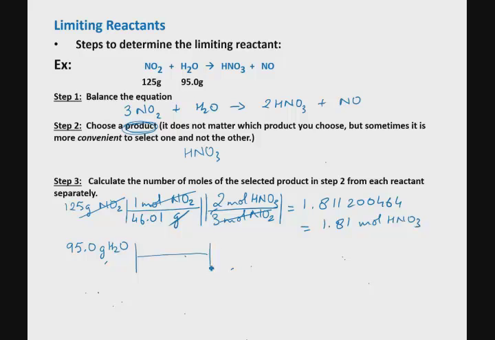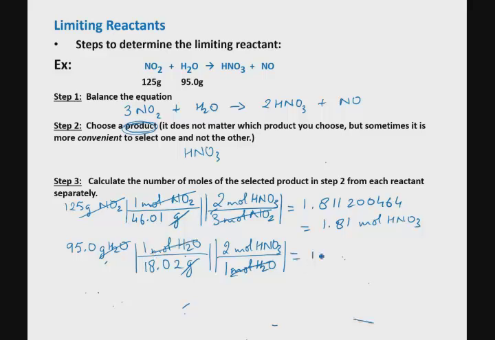Similarly, grams of water can be converted to moles of water using molar mass, and then using the coefficients in the balanced equation that can be converted to moles of nitric acid, and this gives us 10.54384018 moles of HNO3, which when rounded to three significant figures gives us 10.5 moles of HNO3.